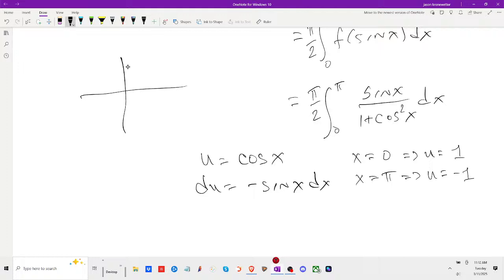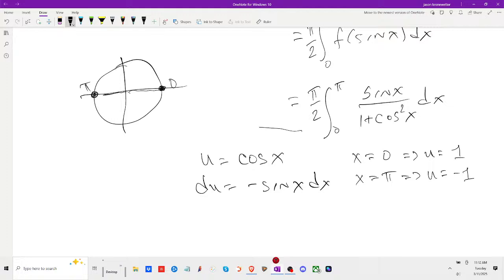Okay, put that up here. So when x is 0, then cosine of 0 is 1. And when x is pi, cosine of pi is negative 1. Those are those locations there. There's 0, and there's pi on the x coordinate. Okay, so I have everything I need.